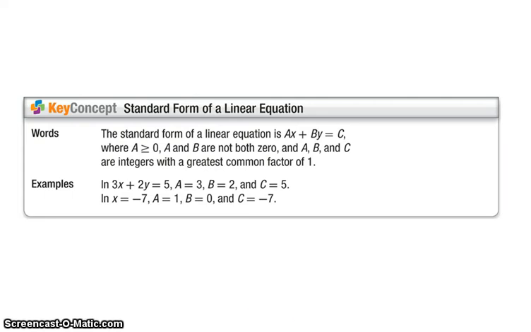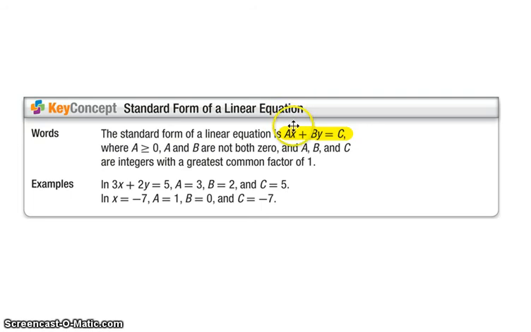And if you take a look, standard form is written right here: ax plus by equals c. Where a, your coefficient of x, has to be greater than or equal to 0. And a and b both cannot be 0. And then a, b, and c are integers with a greatest common factor of 1.